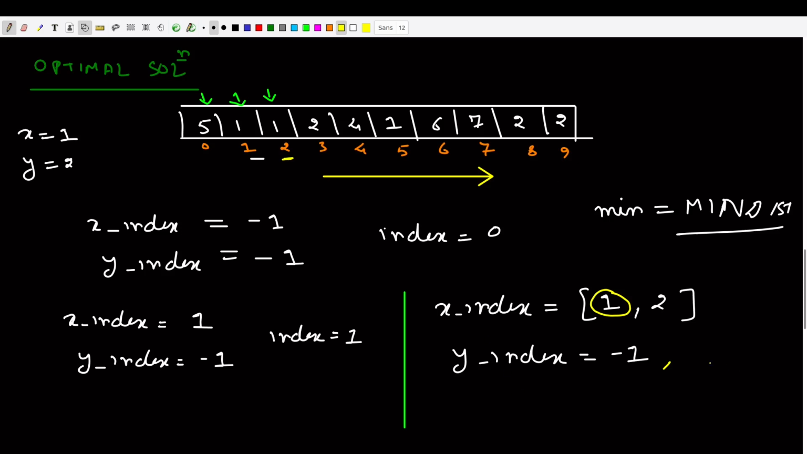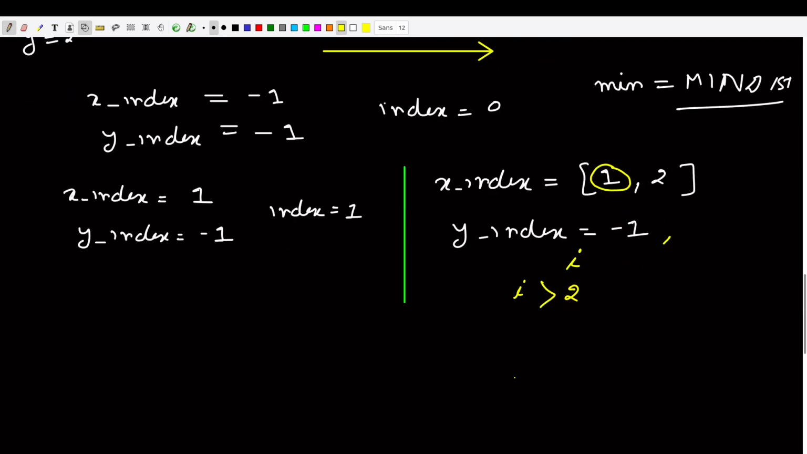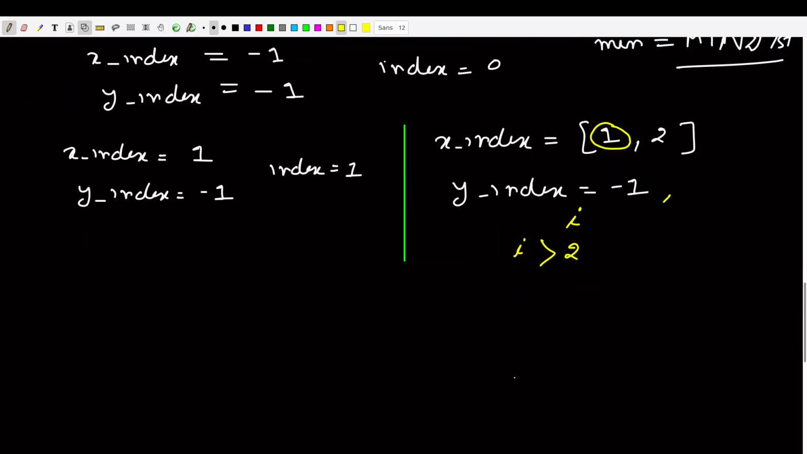So we can say that, let us say y occurs at index I. So I has to be greater than 2, right? That we can safely say. Now let us see the differences between 1 and 2 and I. So if y occurs at index I, the pairs it will form are I minus 1 and I minus 2, and the absolute difference, okay? So it will form these two pairs.